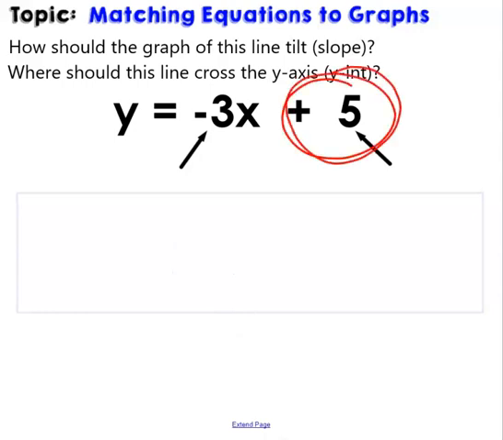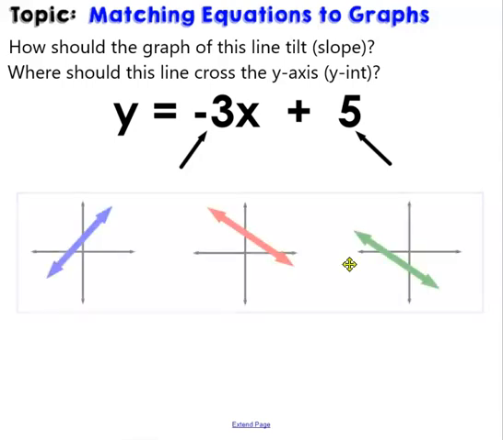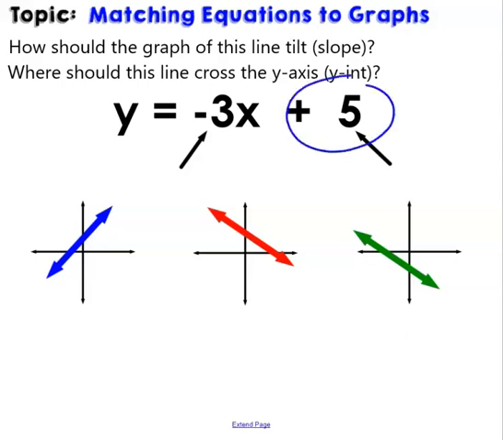And this number here, the y-intercept number, it tells you where the line crosses the y-axis. So when you have a pair of axes like this, if you have a y-intercept of 5, you know that that point is above the origin right here. So when I describe how this line will look as a graph, I would be describing something that's tilting downhill, but also crossing above the origin at +5. So we need something that's going downhill, but is crossing above the origin.